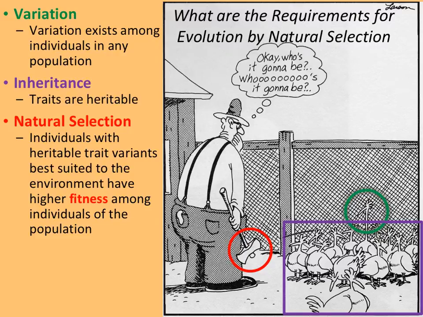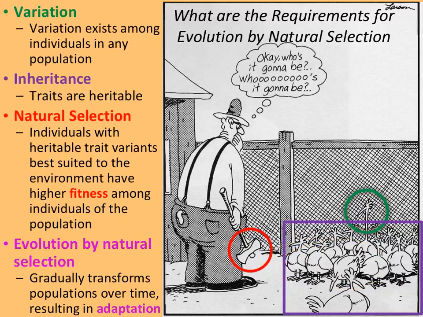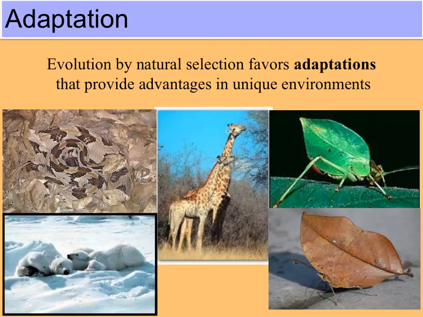And these chickens are more likely to survive compared to that chicken. And then eventually the populations are transformed. In this case, if you're all the same, then you all have pretty much equal chance of selection, and selection might be weaker.